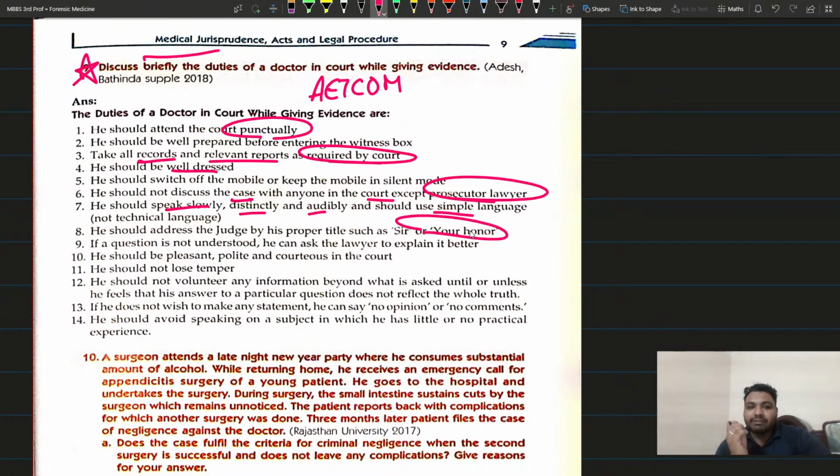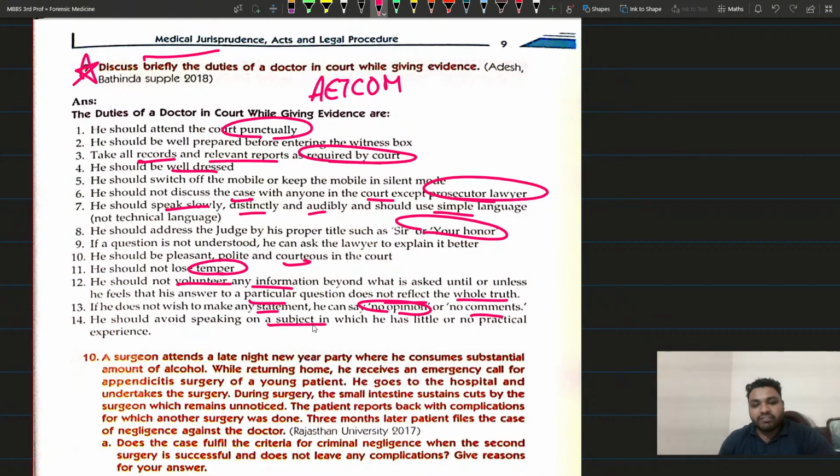Sir or Your Honor. You have to address the judge. You have to give respect to the judge. You should be pleasant, polite, courteous. Should not lose temper. Should not volunteer any information beyond what is asked, unless he feels that the answer to the particular question does not reflect the opinion. If he does not wish to make any statement, he can say no opinion and no comments.